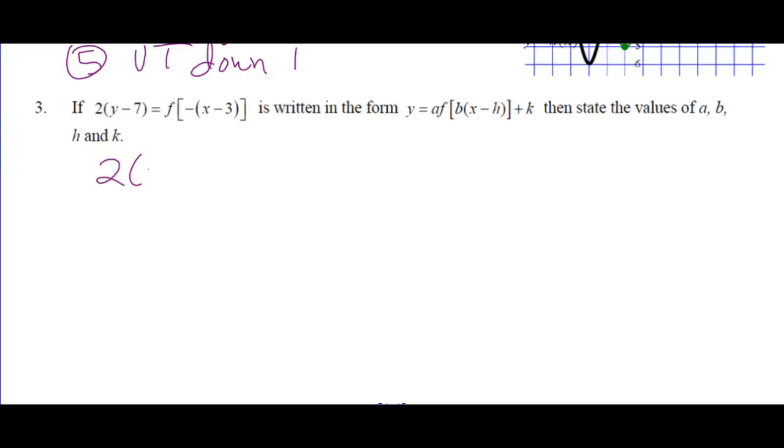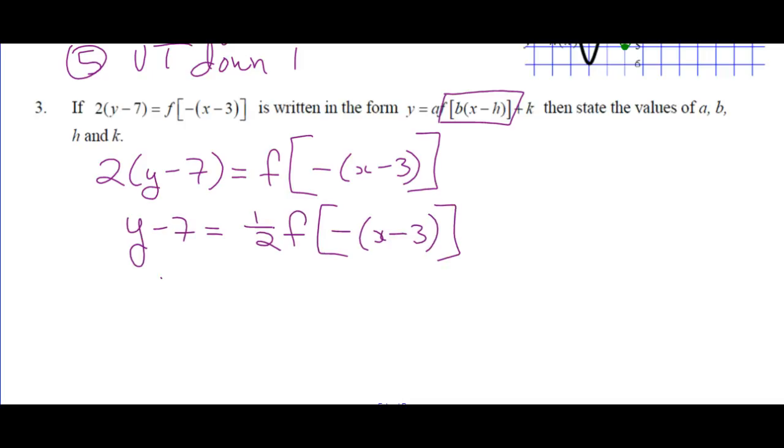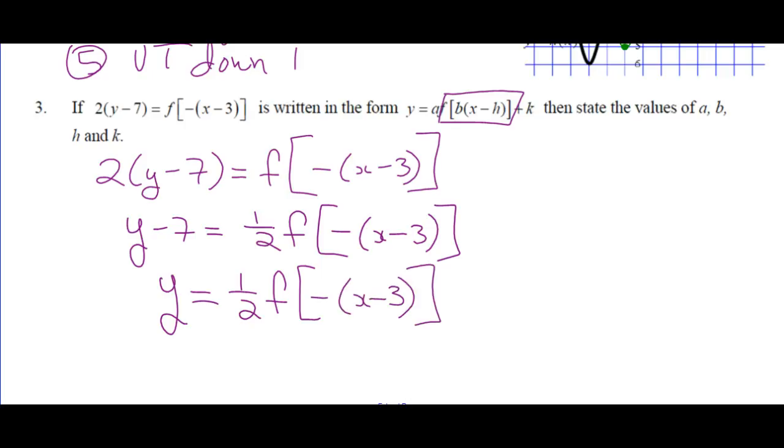Okay, so here we're starting with this. I'll just put down our starting point, square bracket. Okay, so this looks like this. That's good. Now we just have to get rid of this 2. So what do we do to get rid of the 2? y minus 7 is equal to 1/2 f of negative bracket x minus 3. And then what's y equal to? Plus 7.